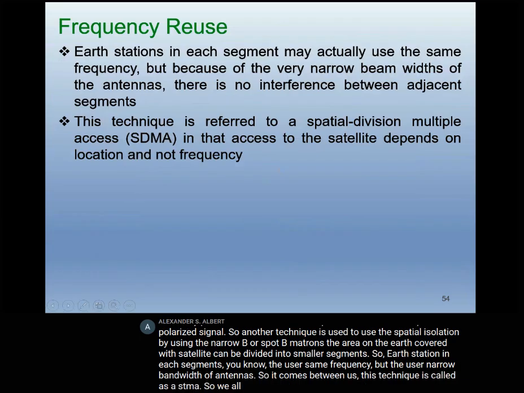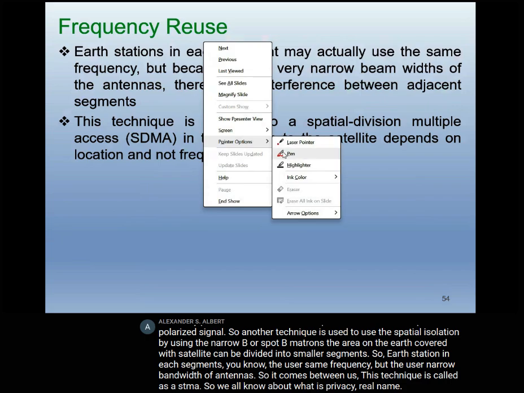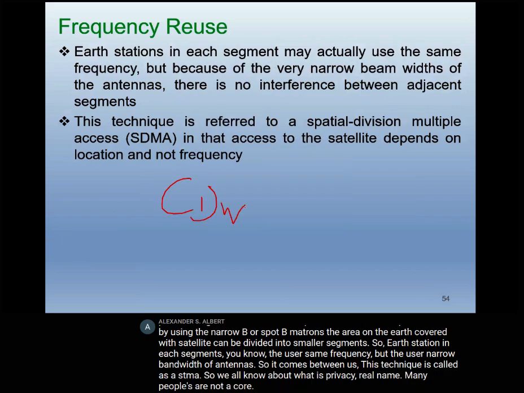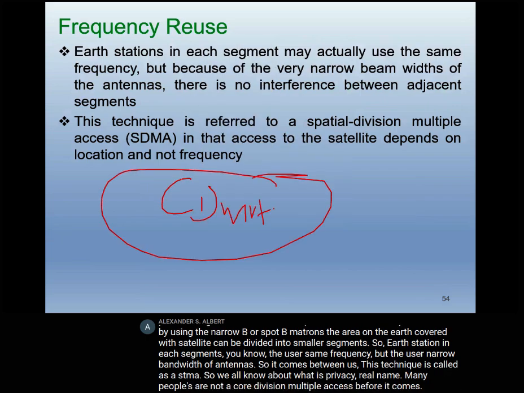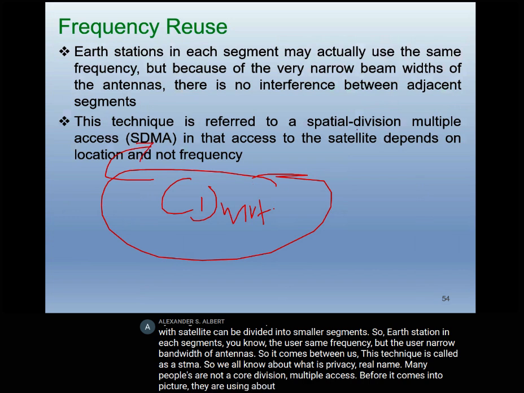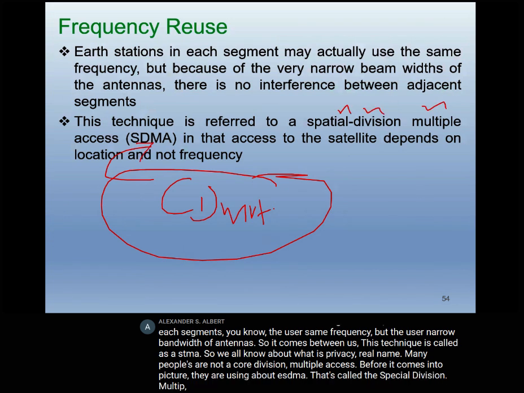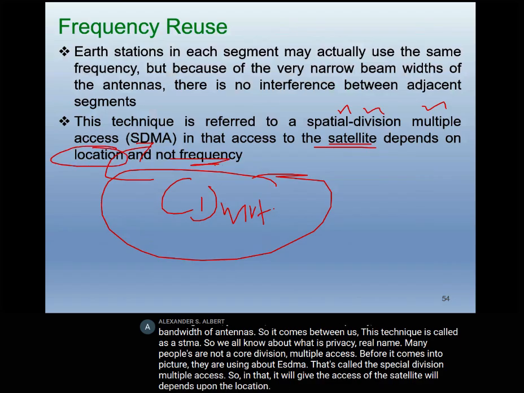We all know about CDMA, code division multiple access. Many people know it. Before it came into the picture, they were using SDMA, which is called spatial division multiple access. In that, access to the satellite depends upon the location, not on the frequency.